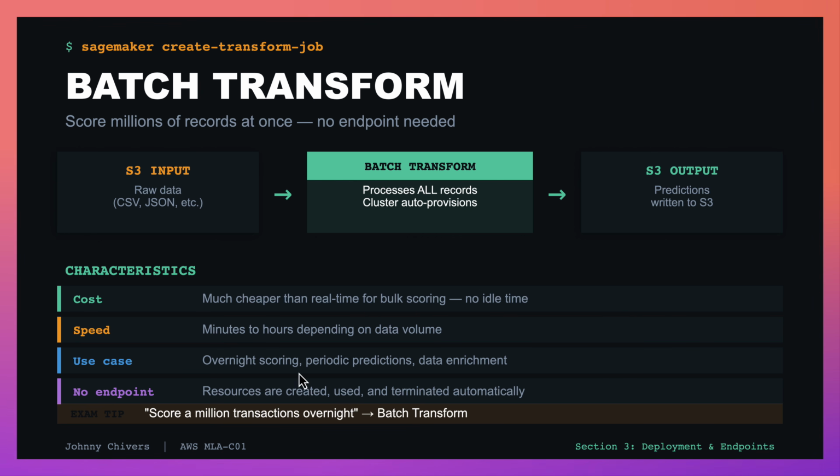Good for overnight scoring, periodic predictions, and data enrichment. You do not need to provision an endpoint for this. You just use the model artifacts that you've created, and then it's all part of that SageMaker batch job. So if you see in the exam something like score 1 million transactions overnight, think batch transform.